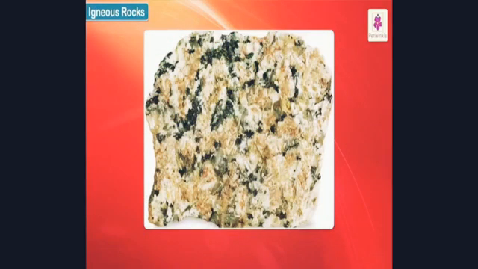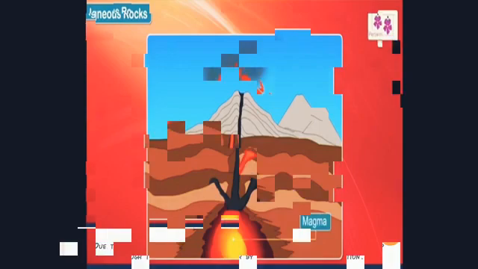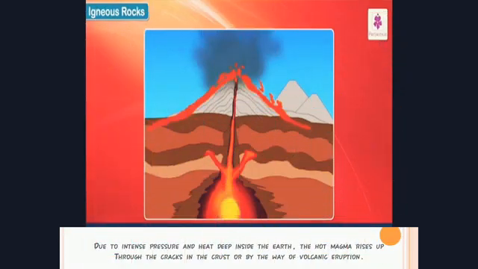Igneous rocks. The interior of Earth is very hot. It is filled with a molten and semi-molten rock mixture called magma. This hot magma pours out through the cracks or by way of a volcanic eruption due to the intense heat and pressure deep inside the earth.